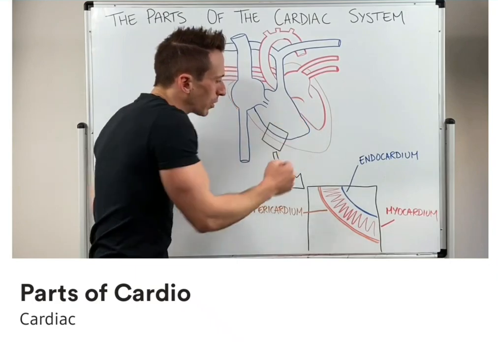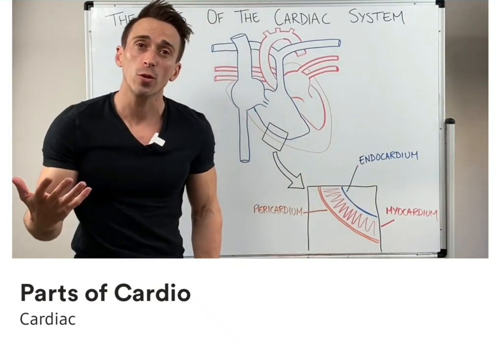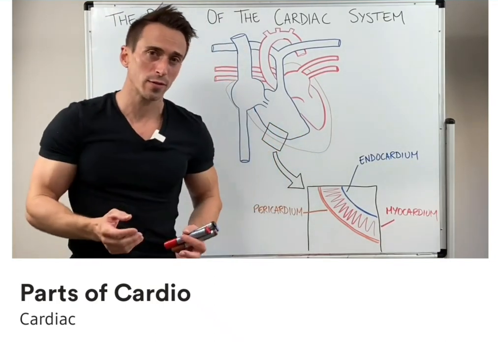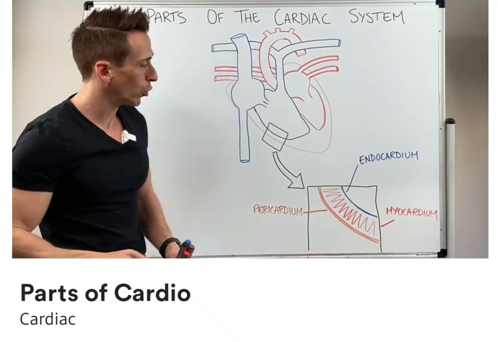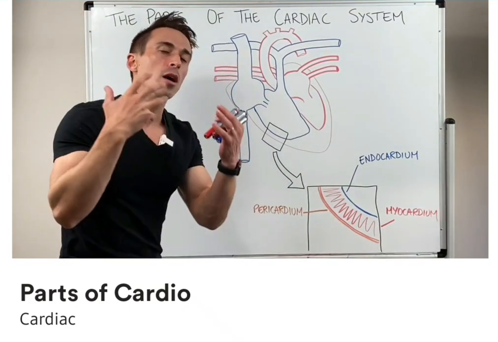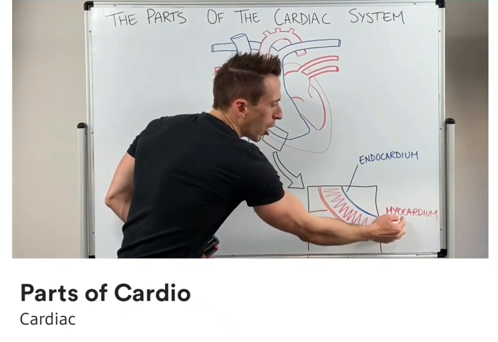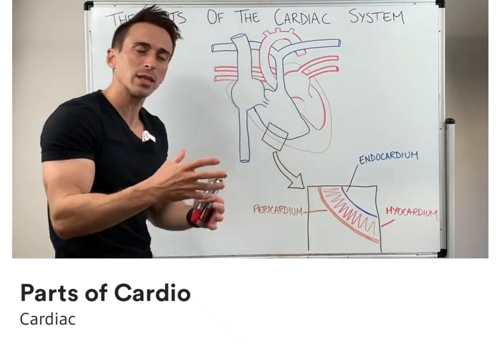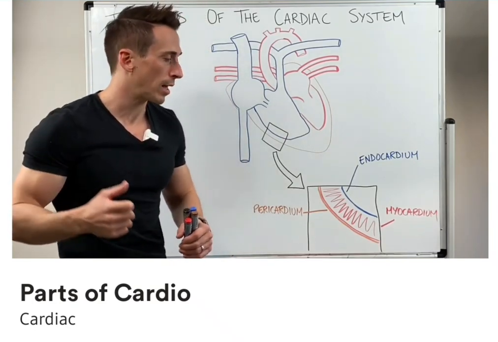The most internal layer of the heart we term the endocardium: endo means inside, cardium referring to heart. This layer is lining the hollow chambers of the heart and is actually continuous with all the valves of the heart, which we'll talk about shortly. The next layer, which is the thickest layer of the heart, is called the myocardium, and myo as a prefix means muscle. So this is that cardiac muscle. This is what contracts in order for the heart to generate that force to pump the blood out.